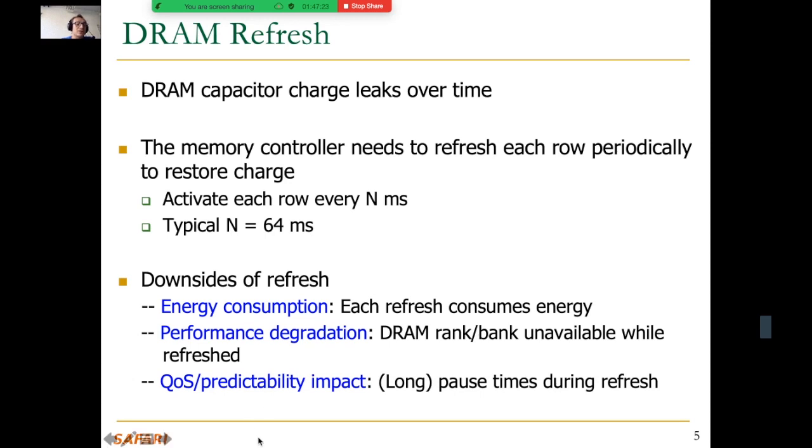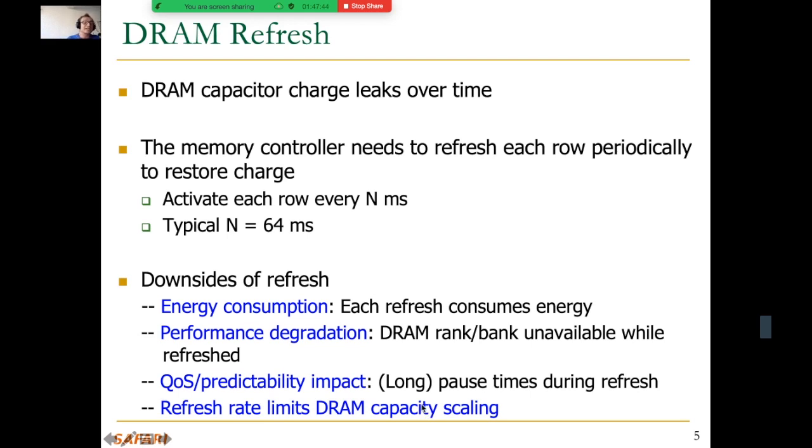It leads to some quality of service, predictability impact, because you can have pause times during refresh. If a processor is trying to access memory at the same time as a refresh is happening, then the refresh gets priority because you need to refresh DRAM. As a result, this leads to a delay in the processor, latency impact. And also, refresh rate limits DRAM capacity scaling.